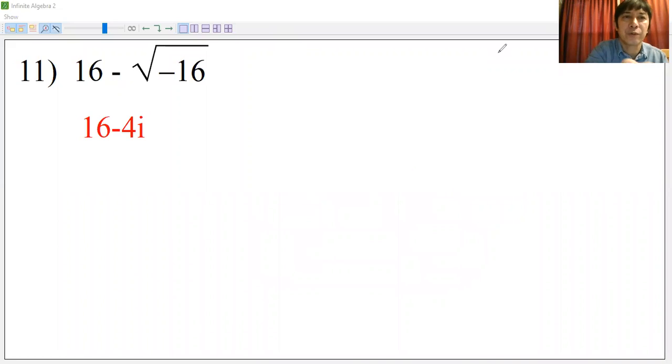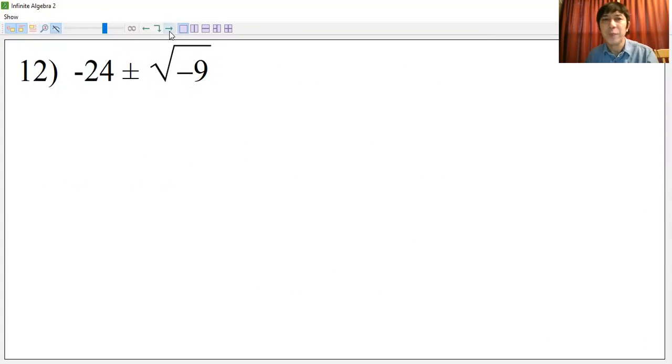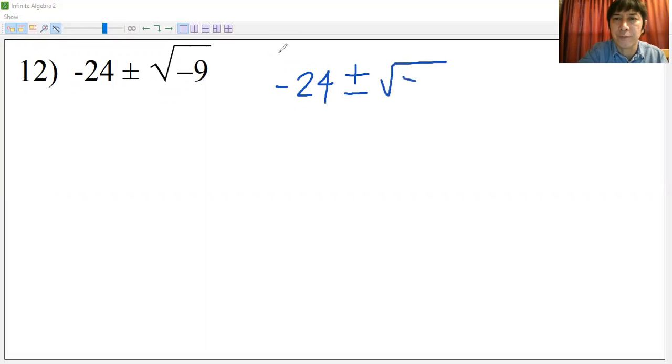Let's have number 12. Here's number 12. Simplify negative 24 plus or minus square root of negative 9. So the real number part is the negative 24. That's the real number part of the complex number. Then we have plus or minus square root of negative 9. The square root of negative 9 is the part that will be the imaginary part of the complex number.